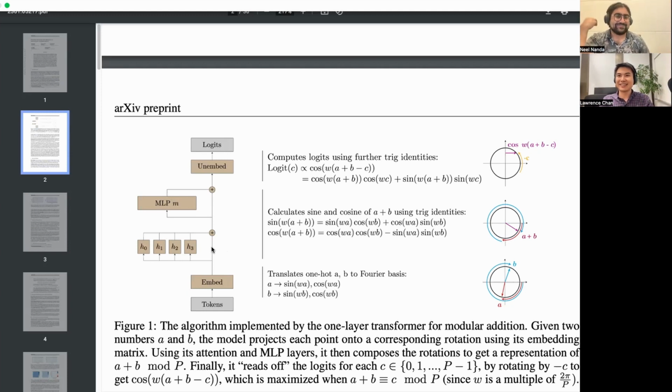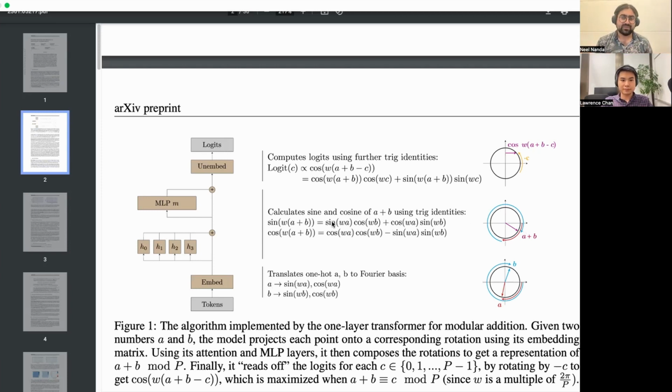The important thing for the high-level algorithm is that the model learns to convert these into a memorized lookup table of sin and cos wA, which represents the rotation, sin and cos of A, and then it learns to compose them to get A plus B using, of all things, trig identities.